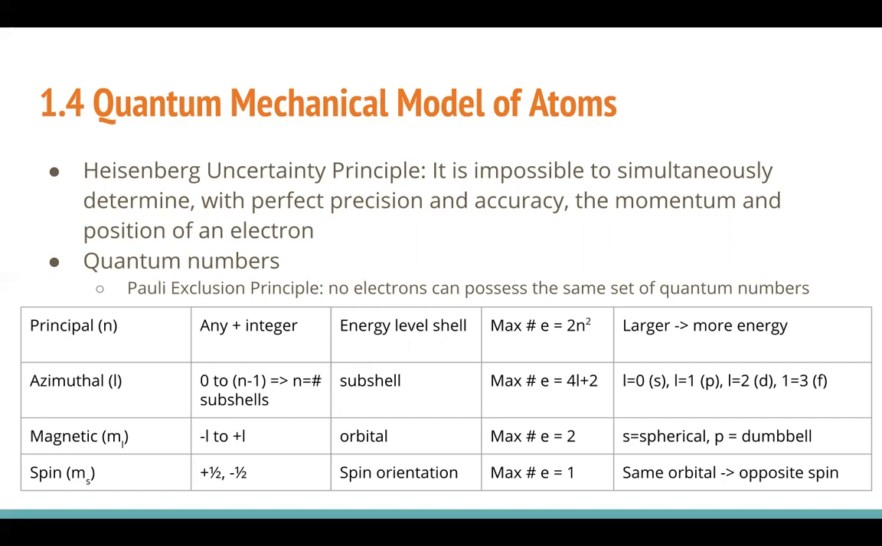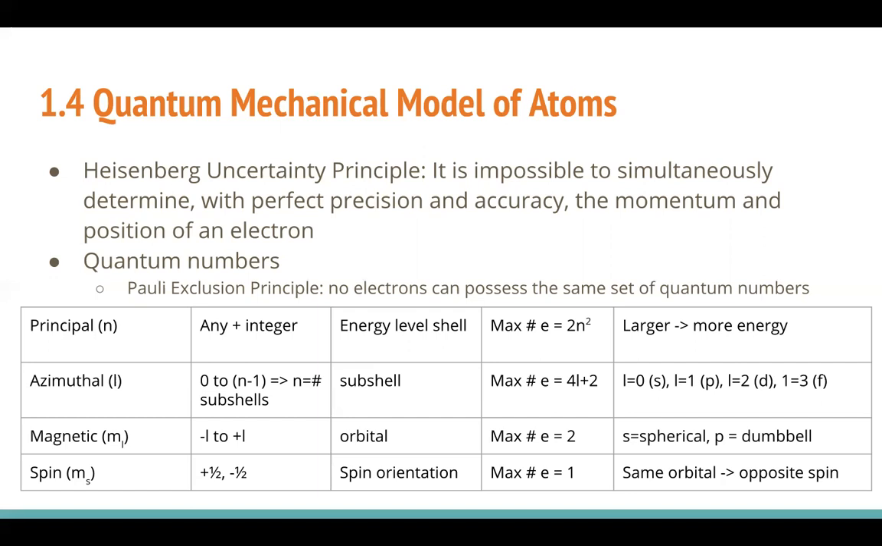The larger n is, the more energy, and this makes sense because the higher the energy level is, the farther it is from the nucleus, so the more unstable it is and the more energy it has. And just remember that electrons always want to be in a lower energy state.